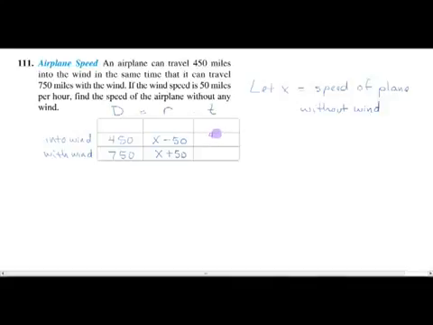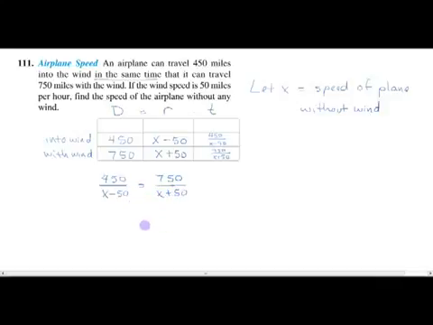So this time is 450 over x minus 50. This time is 750 divided by x plus 50. Reading the problem again, we see that we can travel 450 miles into the wind in the same time that it can travel 750 miles with the wind. This means that, again, my times are equal. 450 over x minus 50 equals 750 over x plus 50.